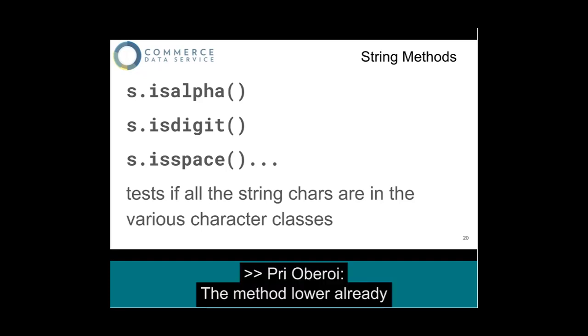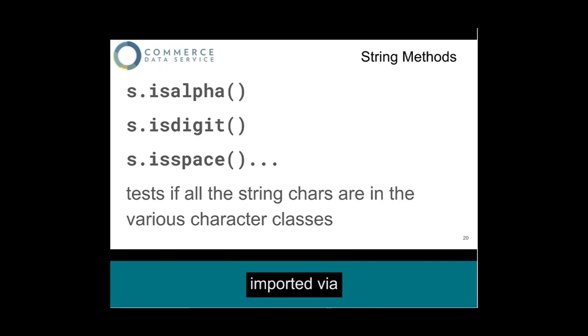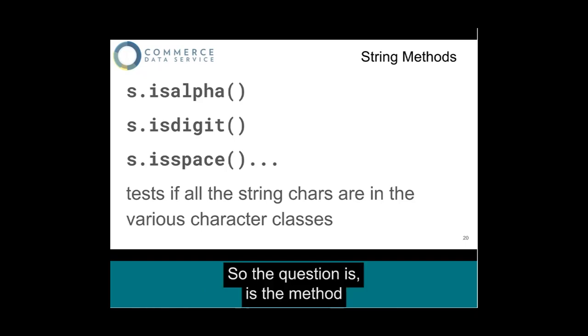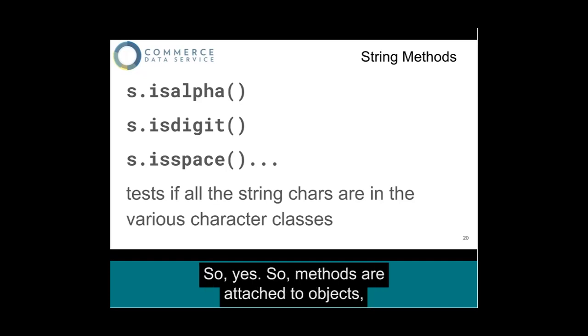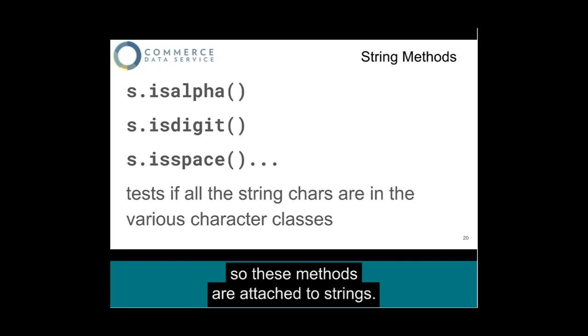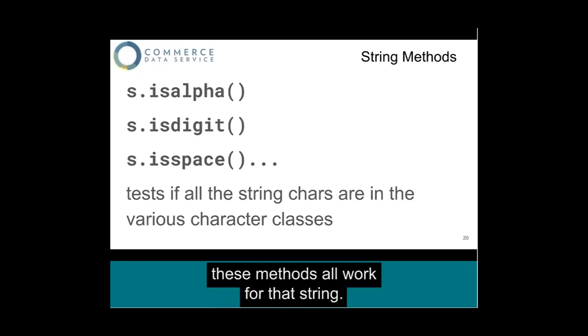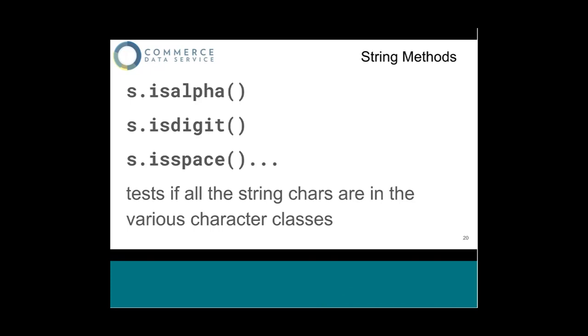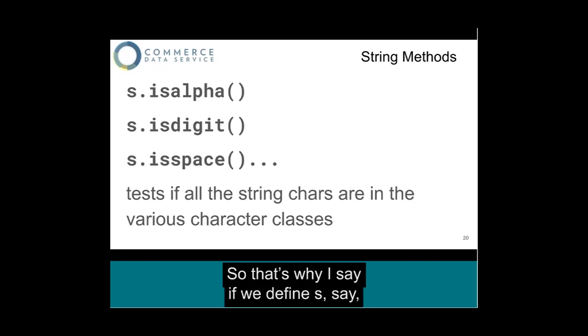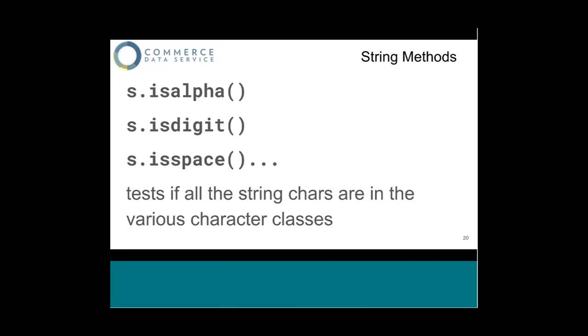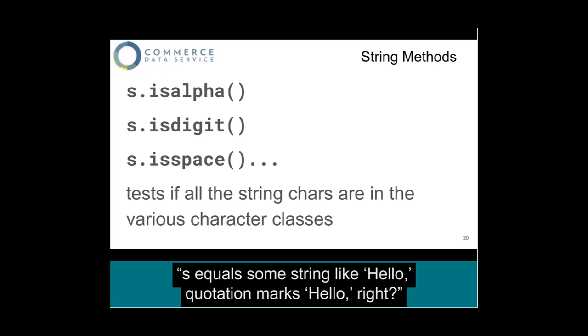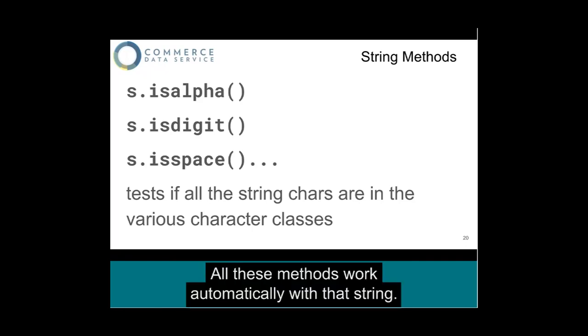The question is, is the method lower already imported via the default library? So yes. Methods are attached to objects, and these methods are attached to strings. So the minute you define a string, these methods all work for that string. That's why I say if we define s, say s equals some string, like "hello" in quotation marks, all these methods work automatically with that string.